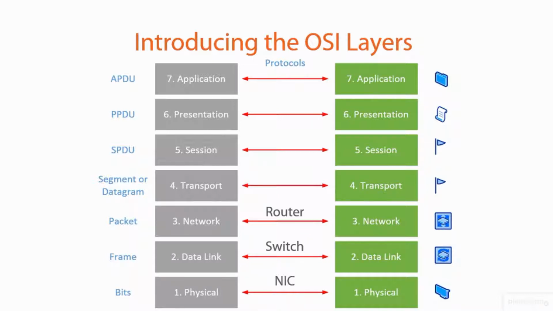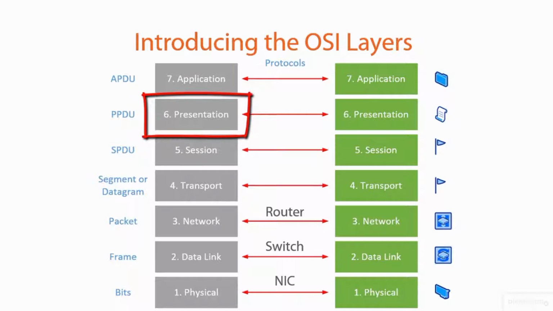Well, let's take it from the top. On the left side, let's imagine that this user is opening a web browser. They type http://pluralsight.com and they press enter. The application will take that request and begin to break it down into smaller segments. So 7 deals with the end user application.